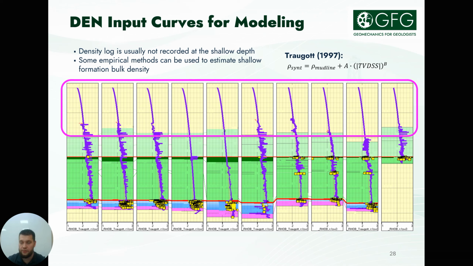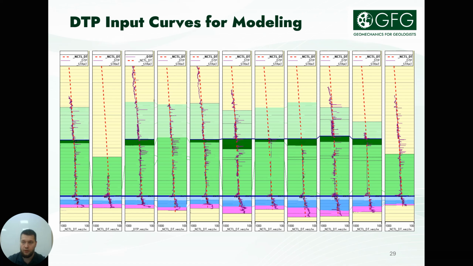This slide shows the restored density curves using the Traugott equation. For acoustic and density logging methods, the normal compaction trend line can be used for additional quality control, which for all wells of the same field must have the same coefficient for their construction.